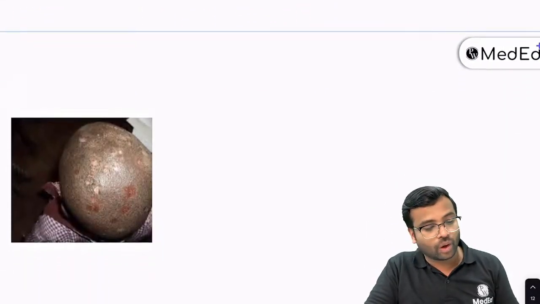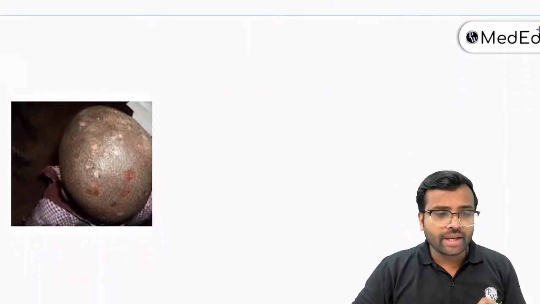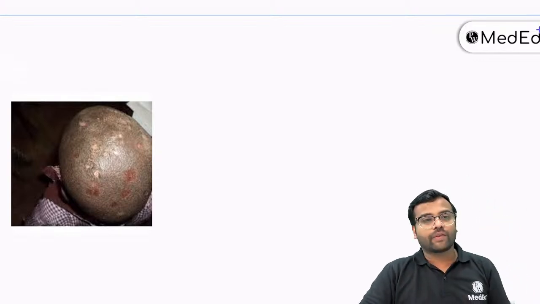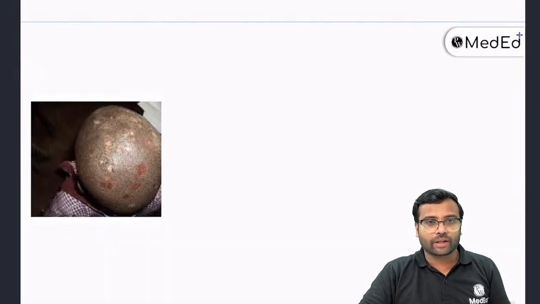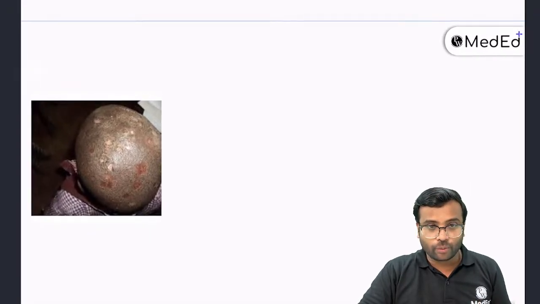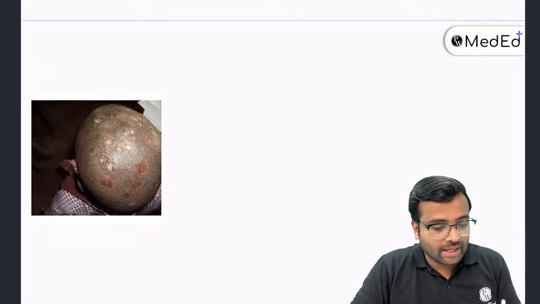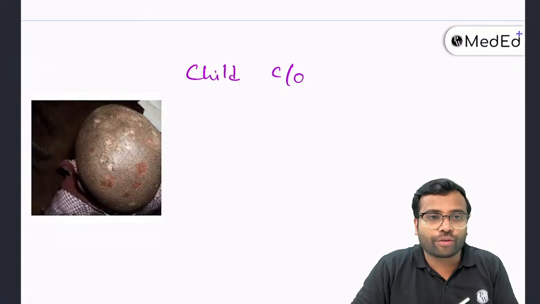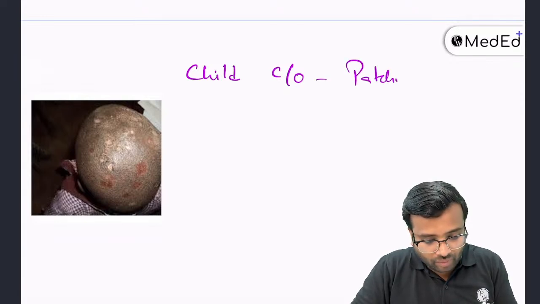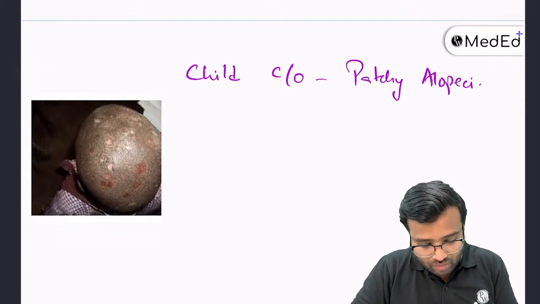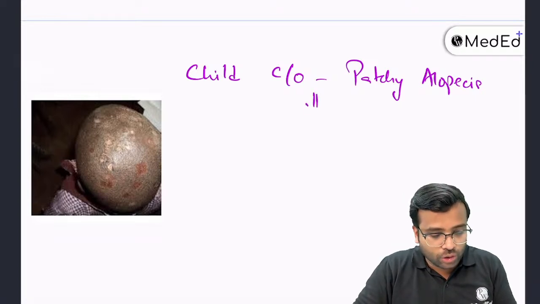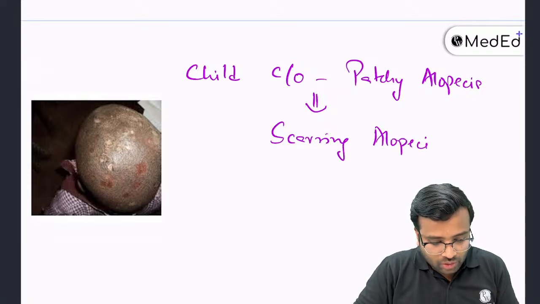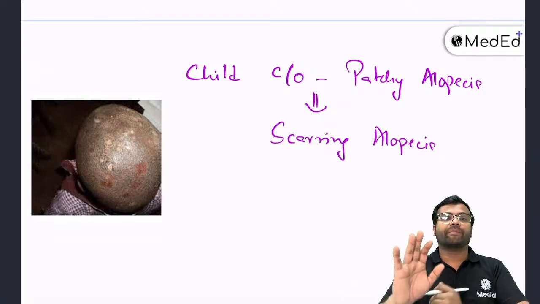Yes, carpet tack sign is also seen in discoid lupus erythematosus. Completely agree with you. Now I'll show you one more. Here, once again, I'm adding to whatever we have discussed already, but we are going a little bit ahead. Imagine that there is a child who is complaining of patchy alopecia, and this one is also leading to a scarring alopecia. So just listen to me carefully.